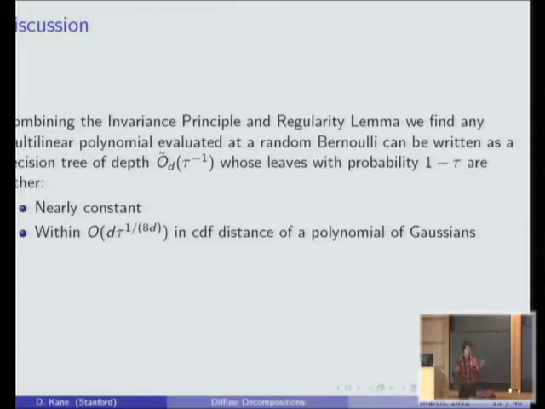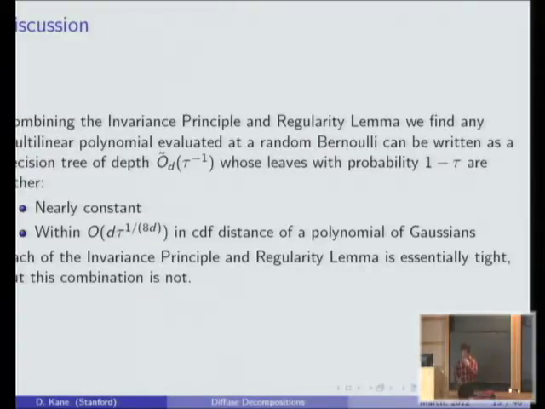So this is useful, but as it turns out, each of the invariance principle and the regularity lemma that I've used here are individually essentially tight. You can't make massive improvements on the bounds, but this combination of the two is not. As we'll see later, if all you care about is fixing some coordinates and then getting something that's close in CDF distance, you can do much better than this tau to the 1 over 8d. But it's going to depend on finding a better notion of regularity, because when you're going through this notion of regularity, both of the two halves of the argument are actually tight.